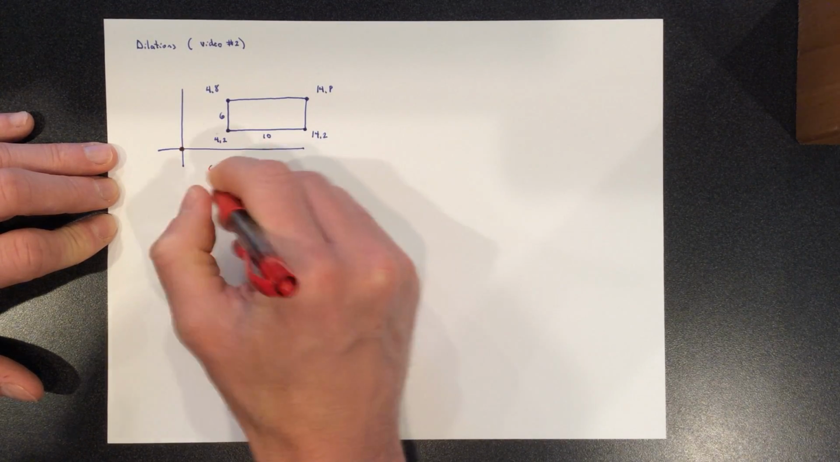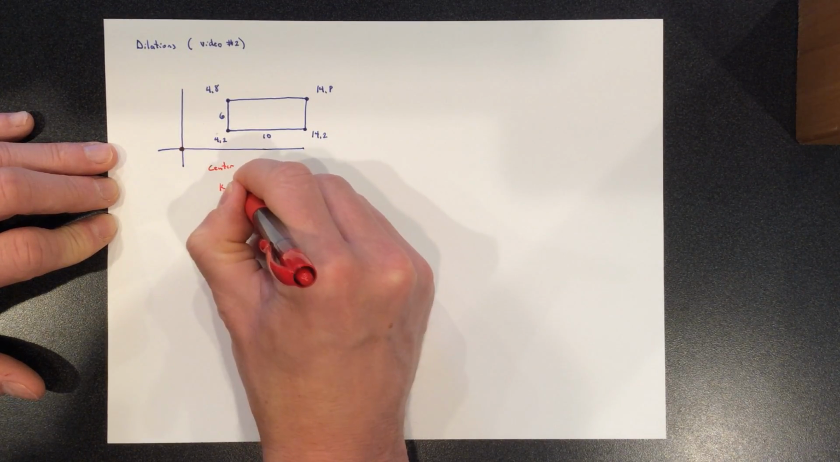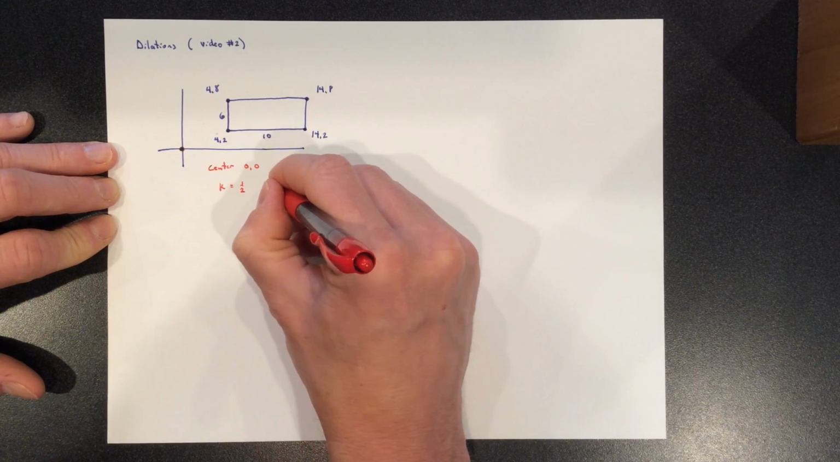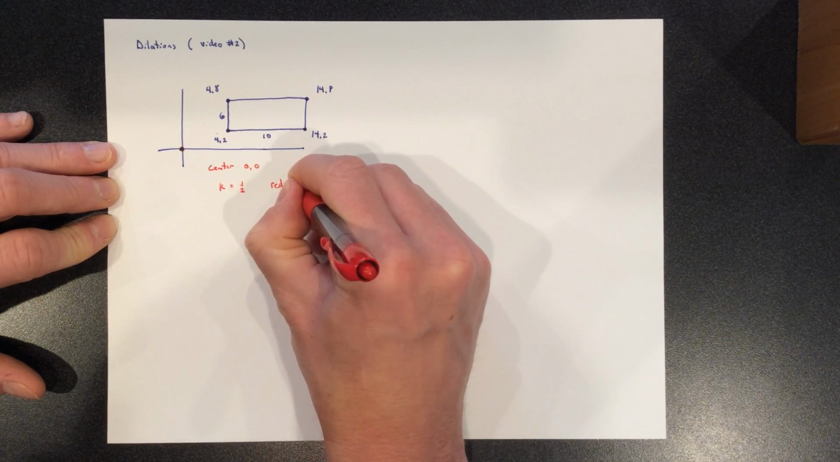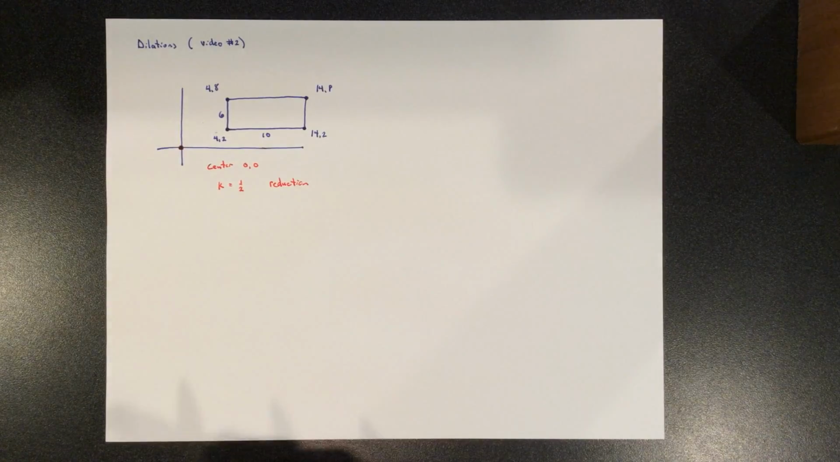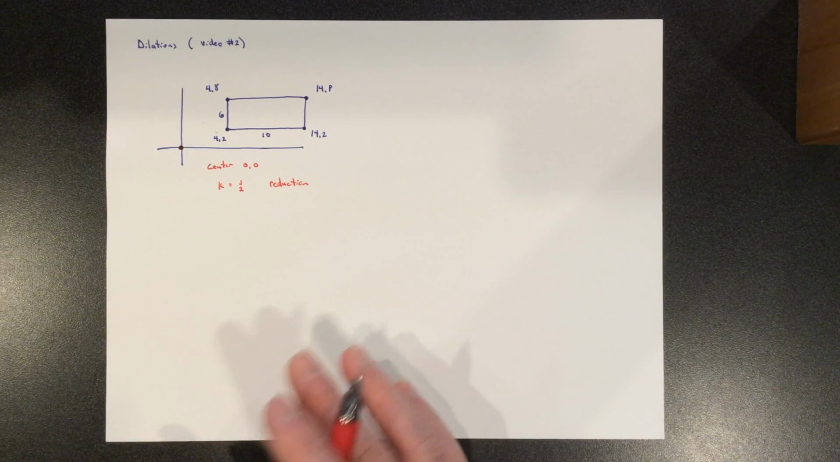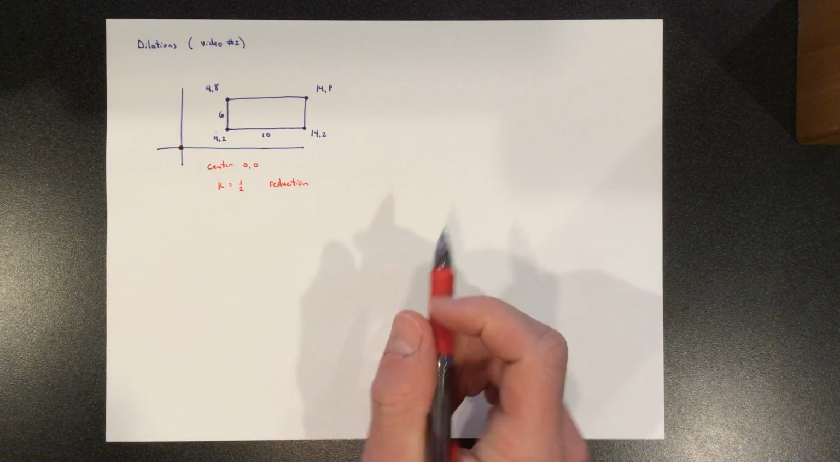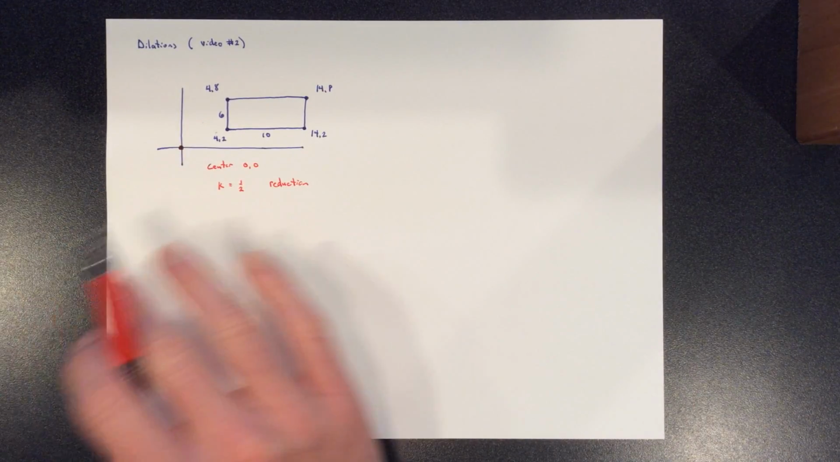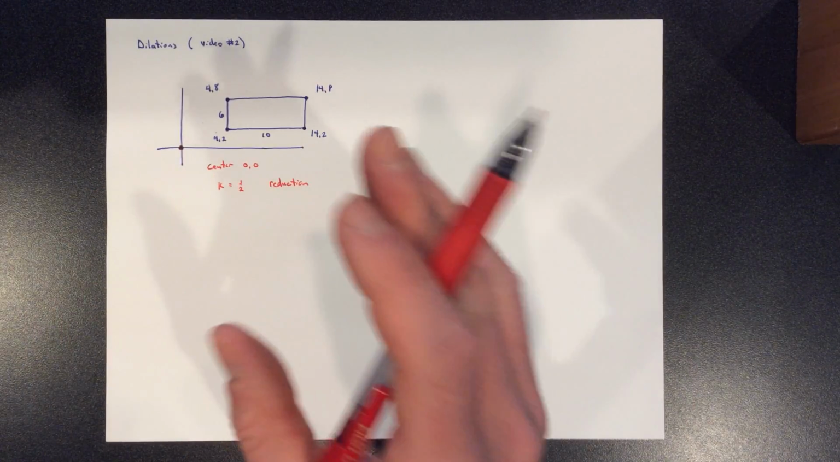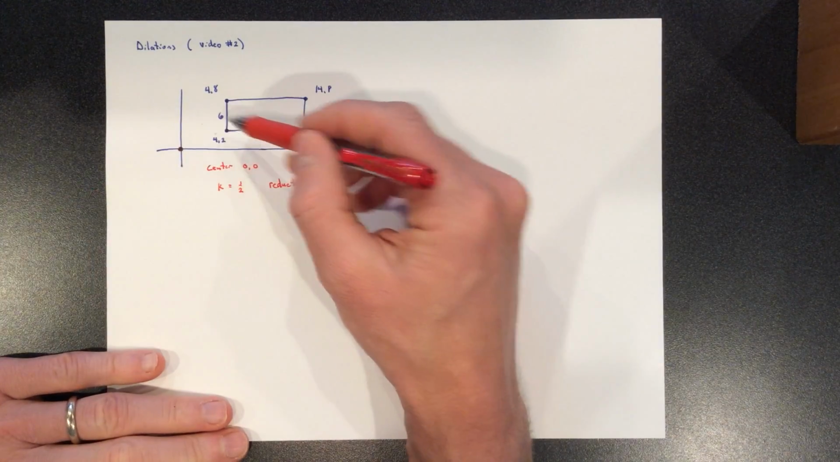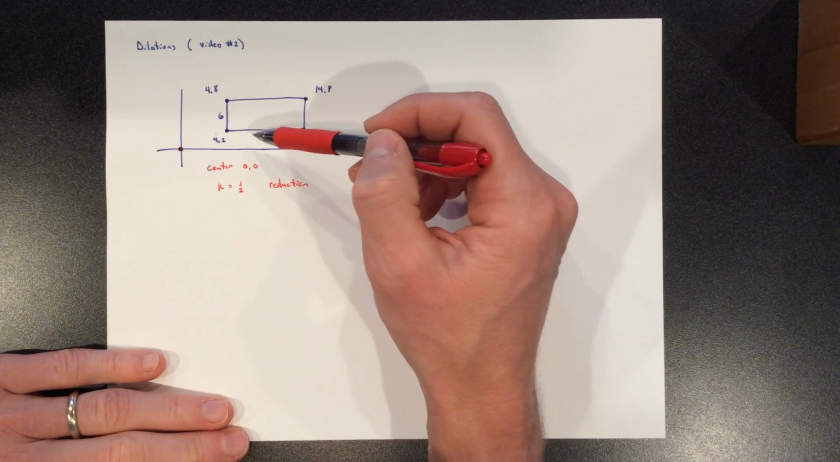Let's put the center at 0, 0, and let's make the K 1/2, which would be a reduction, right? So I'm going to make the side legs half as big as they all were. If this is not on a coordinate grid, this problem is already done. Instead of 6 by 10, it's going to be 3 by 5.